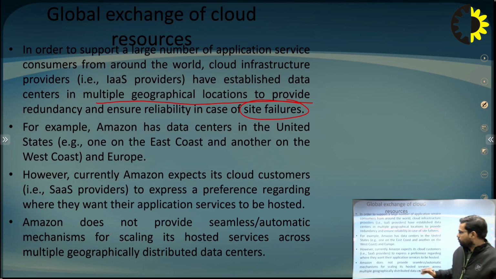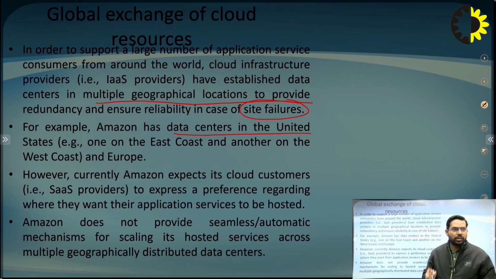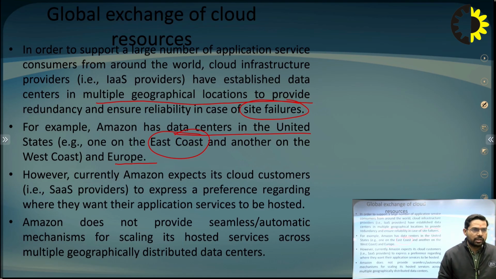For example, Amazon has data centers in the United States, one on the East Coast and another on the West Coast, and also in Europe. So basically there are three Amazon data centers. If suddenly one data center is not working properly, it automatically switches to another data center.